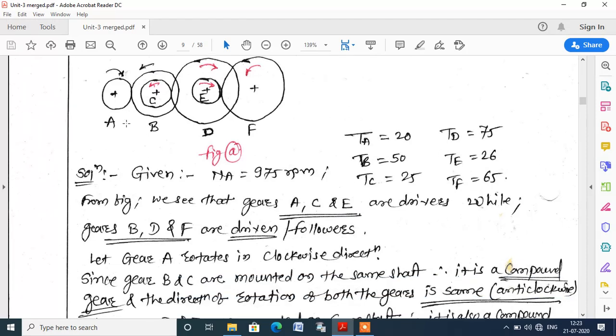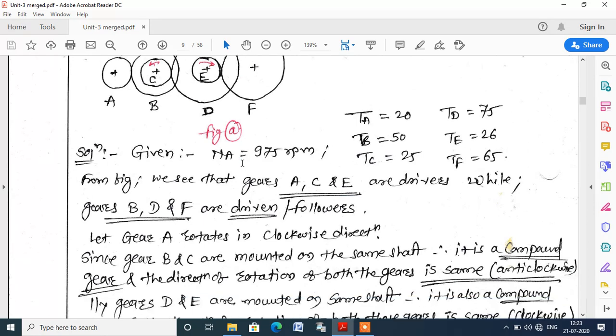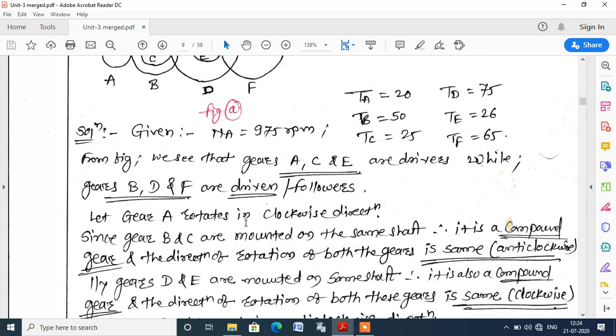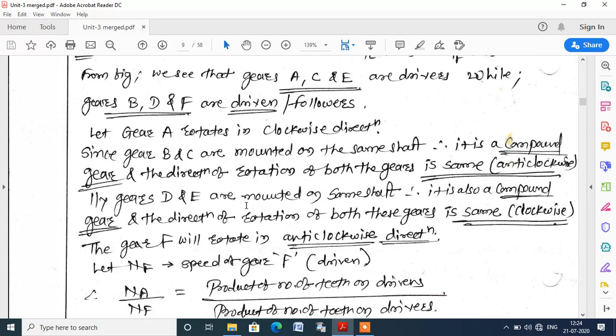Now if you see, gear A, gear C, and gear E are the drivers, or driving gears, while gear B, gear D, and gear F are driven gears. Let us say gear A rotates in the clockwise direction as shown in the figure. Since gears B and C are mounted on the same shaft, it is a compound gear, and the direction of rotation of both gears is the same, anti-clockwise. I already explained gears D and E also: they have the clockwise direction. Gear F again has the anti-clockwise direction.